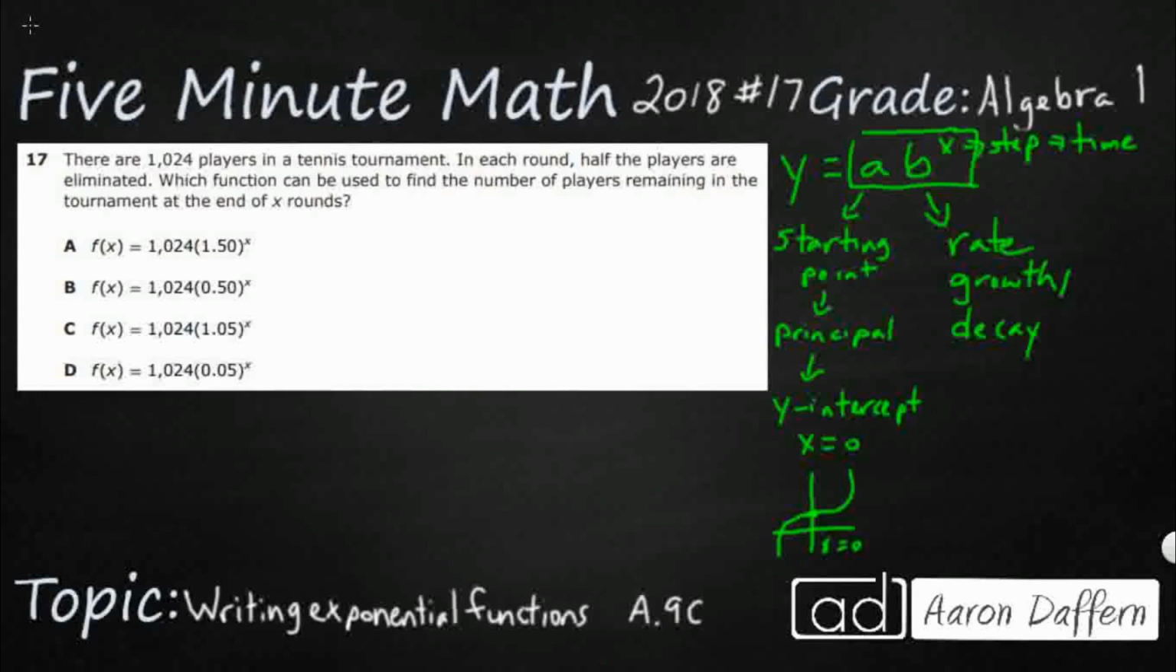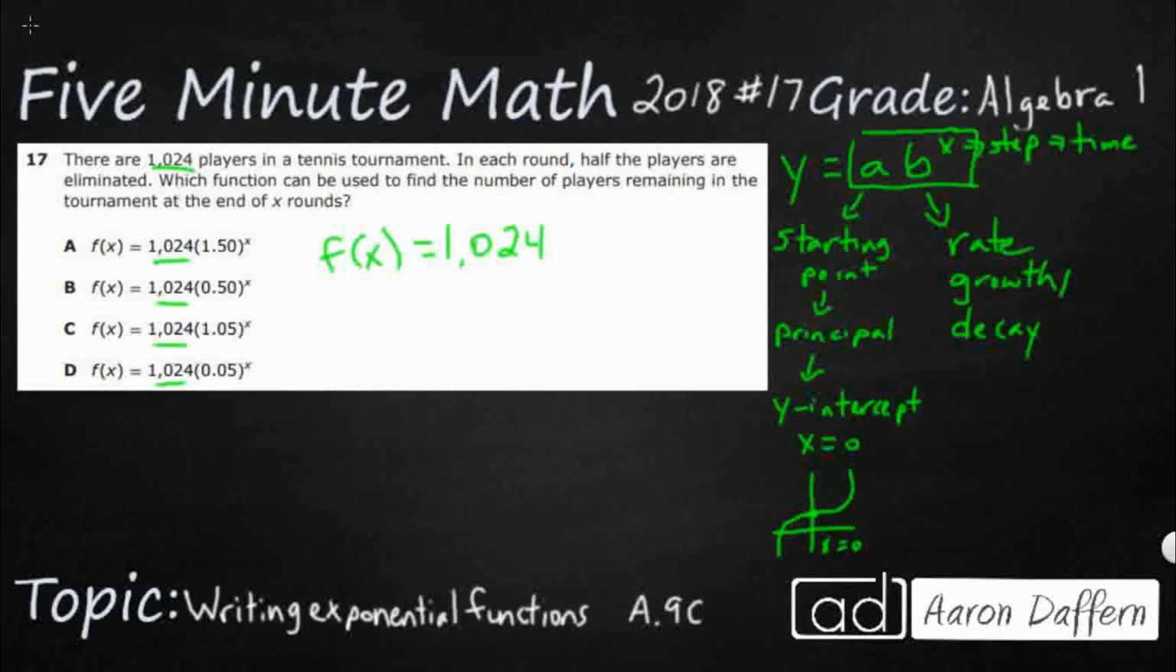Let's say f of x equals. All right, so we need a, which is our starting point, our principal, our y-intercept. Well, how much did we start with? 1,024. And then in each round, half the players are eliminated, right? It's a single elimination tournament. So we're just going to say 1,024. Not only does that make sense, take a look, that's every single answer choice. That's not that difficult. The tricky part here is, what is our b, our growth or decay rate?